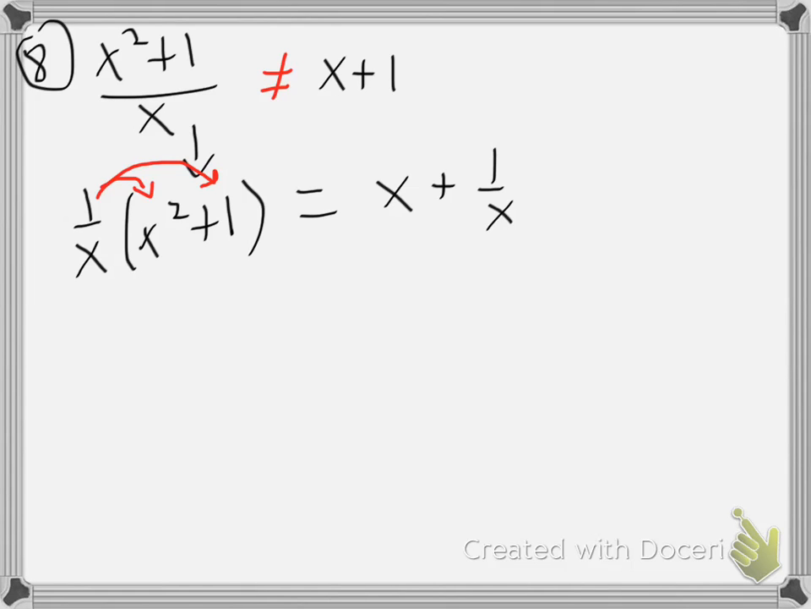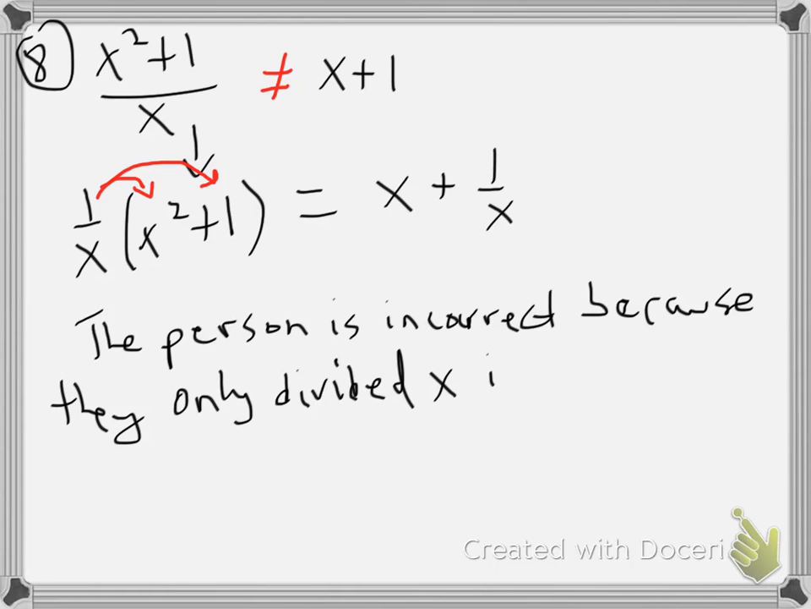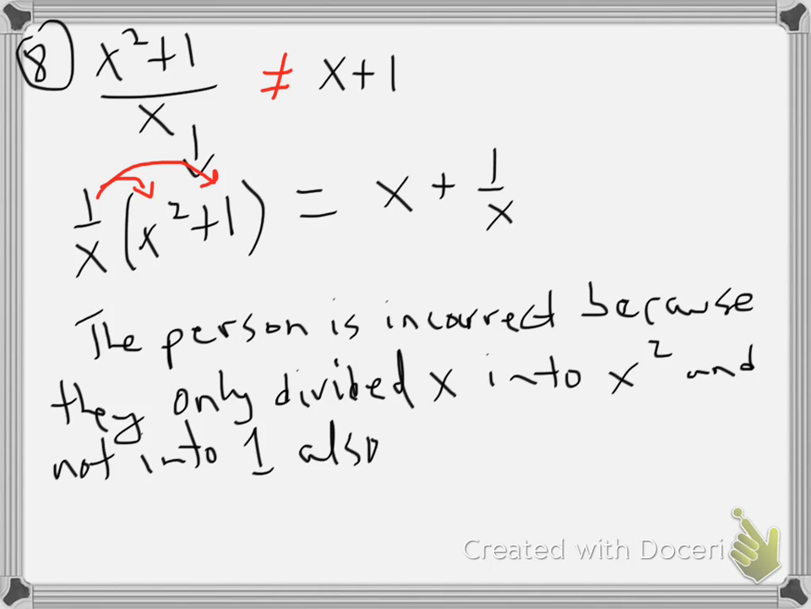If I was writing an answer there, I would explain it as something like this. I would say the person is incorrect because they only divided x into x squared and not into 1 also. That would work. That would be a good explanation.